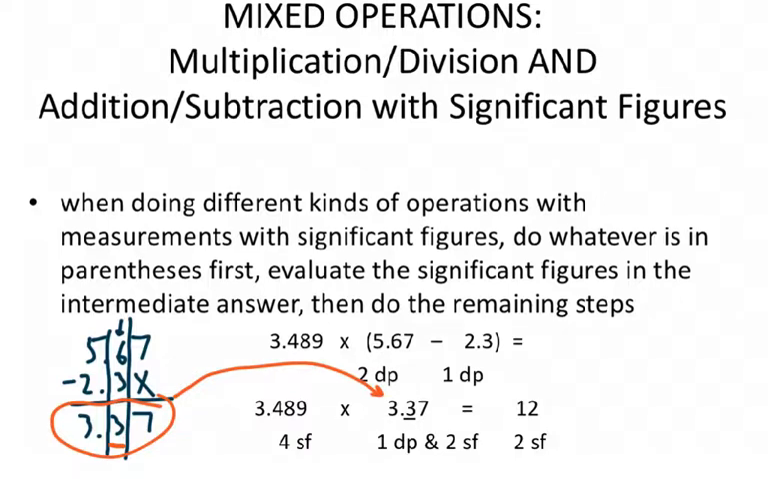Now you're going to multiply the 3.489 times the 3.37. And when you do that, you're going to see that the answer you get is 11.75793. Now, since this is the last step and we multiplied, we're going to use the multiplication rule.